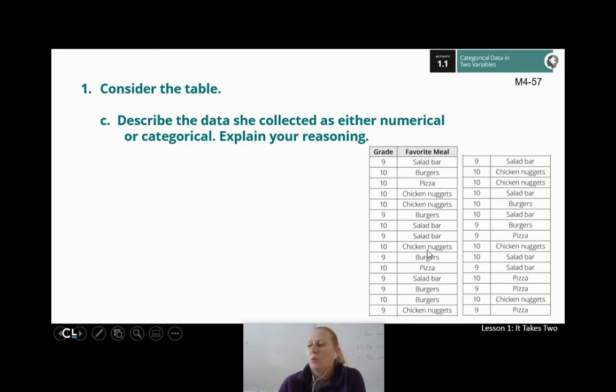So this is totally categorical data, right? I mean, the lunches are not numbers. The lunches are categories, right? These are the lunches that they wanted. So this is very much categorical data. It's not a number answer that we're getting here.